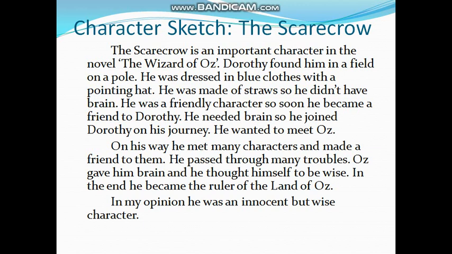On his way, he met many characters and made friends with them. He passed through many troubles. Oz gave him a brain, and he thought himself to be wise. In the end, he became the ruler of the land of Oz. Lastly, it's your opinion. In my opinion, he was an innocent but wise character. He didn't have a brain, but even then he was a wise character.